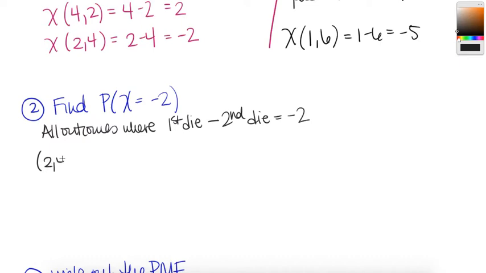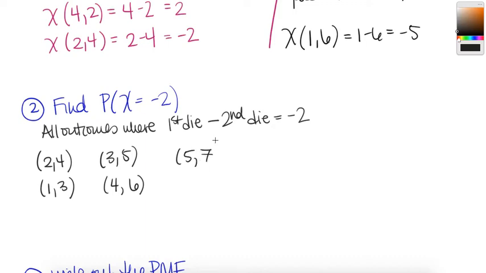So that would be, right, 2, 4 would be 1. Let's see. If the first die is 1, the second would be 3. If the first die is 2, the second would be 4. If the first die is 3, the second die could be 5. If the first die is 4, the second die could be 6. And those are going to be all the ones that have a difference of 2 where the smaller number is first, right? If we go up to 5, well, if the difference is 2, that would have to be 7, but we can't roll a 7.